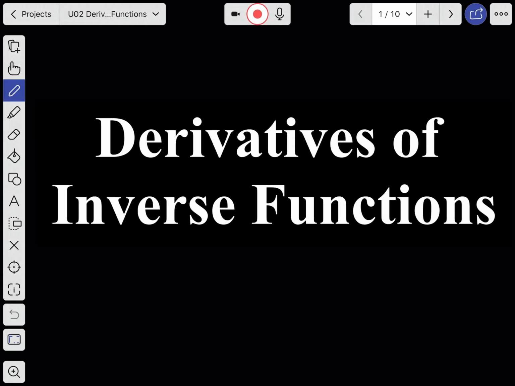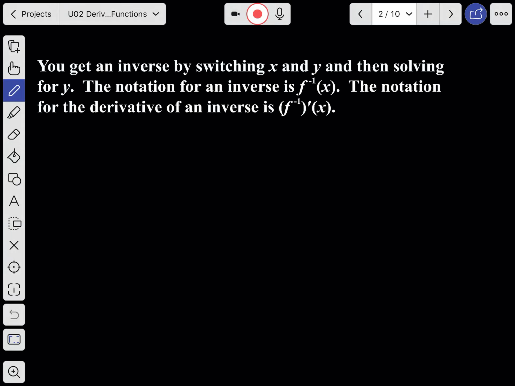In this video, let's review derivatives of inverse functions. So recall from your algebra or pre-calculus days, you get an inverse by switching the x and y and then solving for y. That's how you figure it out algebraically. The notation for an inverse is f to the little -1. This is read f inverse of x. The notation for the derivative of the inverse is f inverse prime of x.